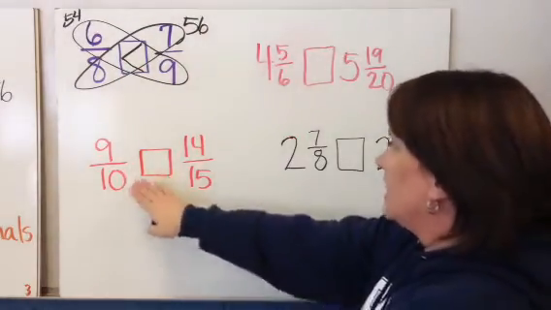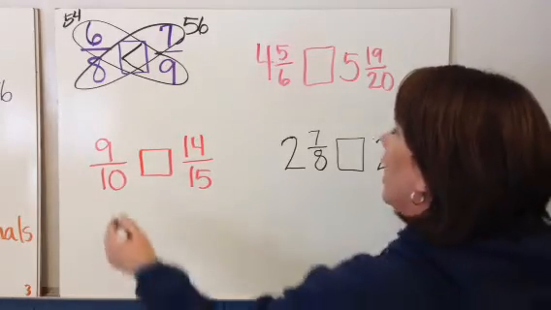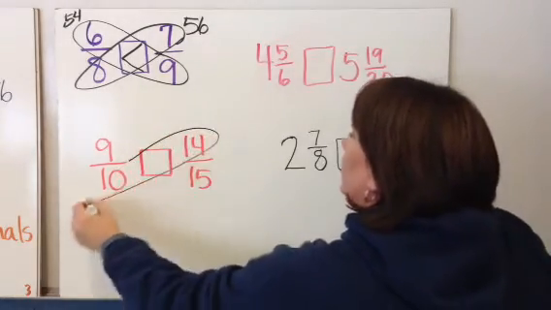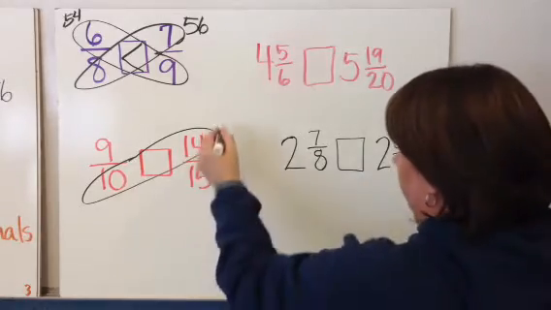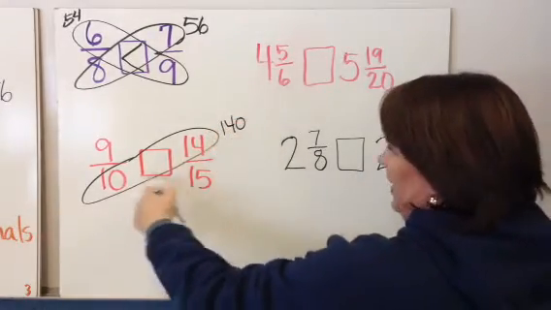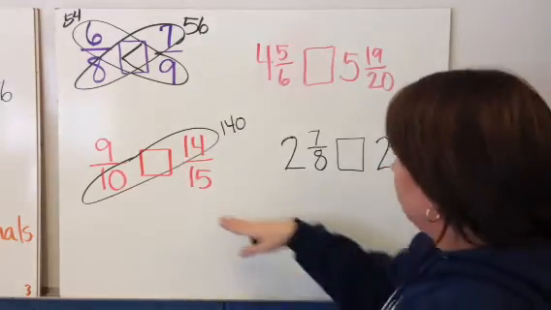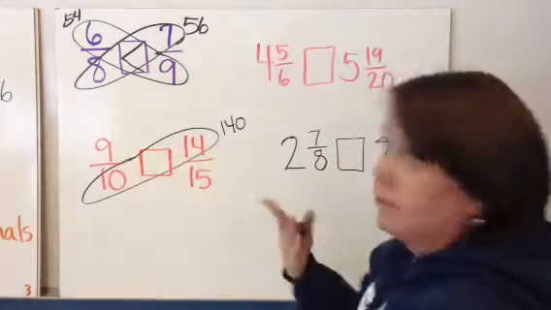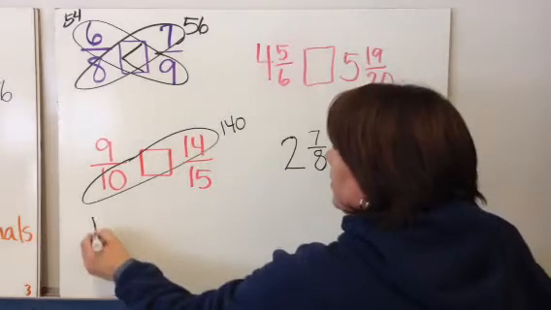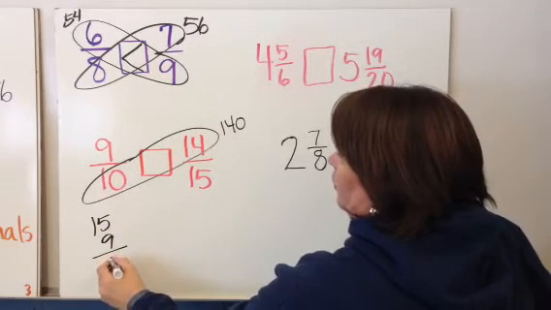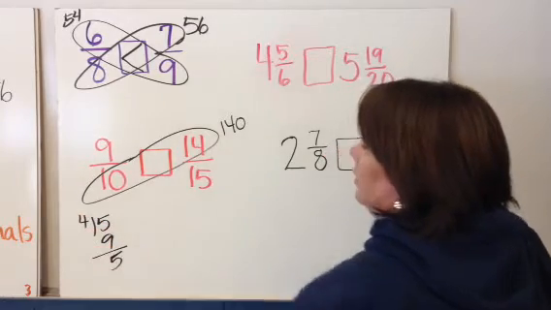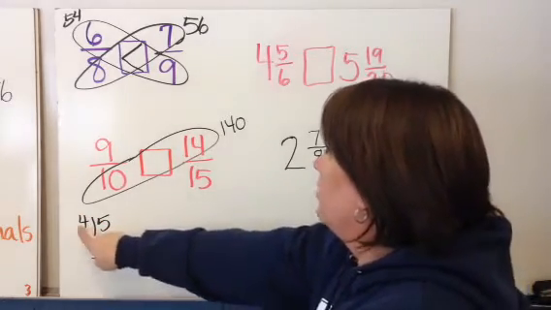Look down here at 9/10 and 14/15. I can multiply 10 times 14, and I know that 10 times 14 is 140, because when I multiply by 10, I'm just adding a 0 to the end. 15 times 9, I'll be honest, I have to work that one out. 15 times 9, 9 times 5 is 45. Carry my 4, 9 times 1 is 9, plus the 4.